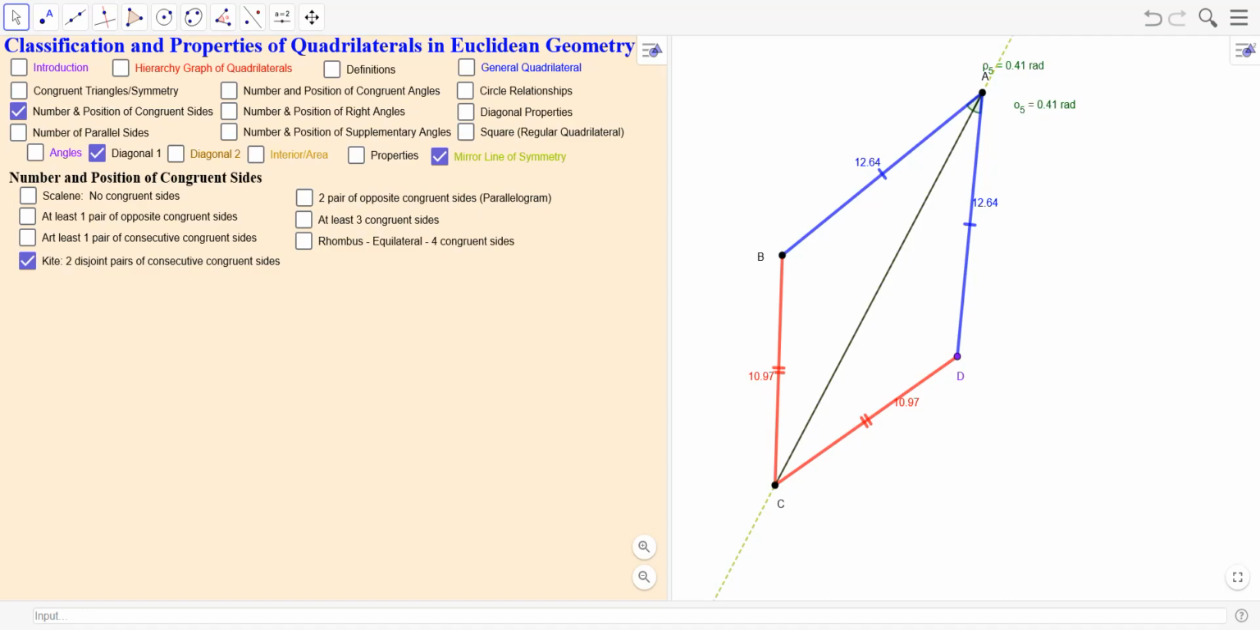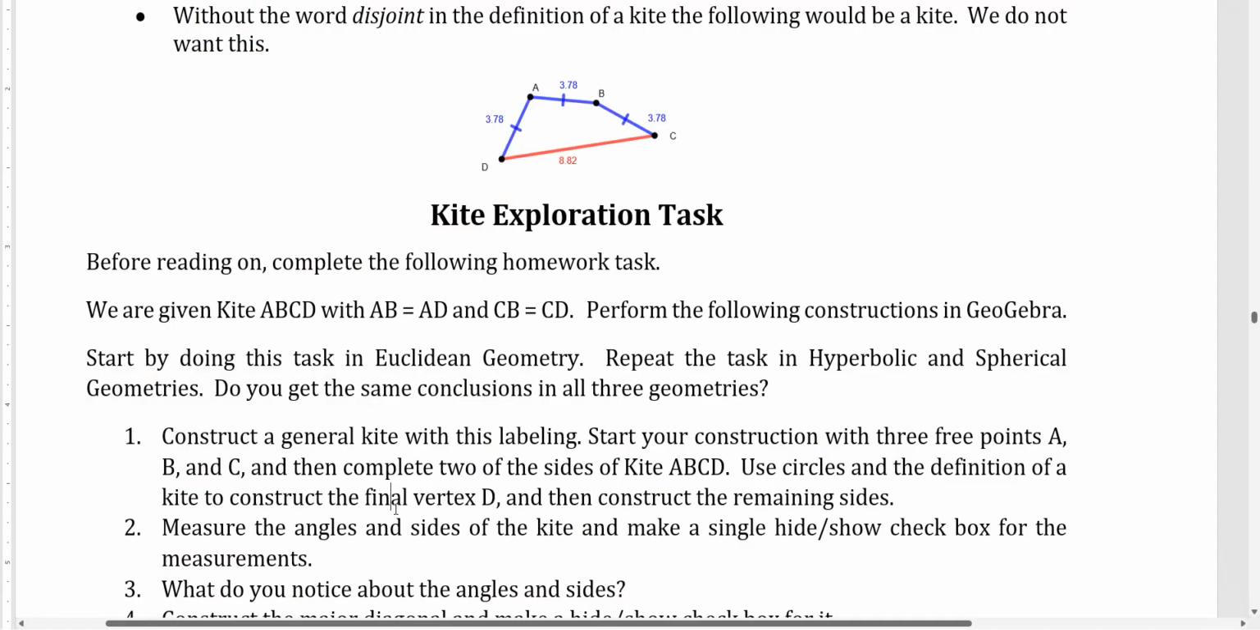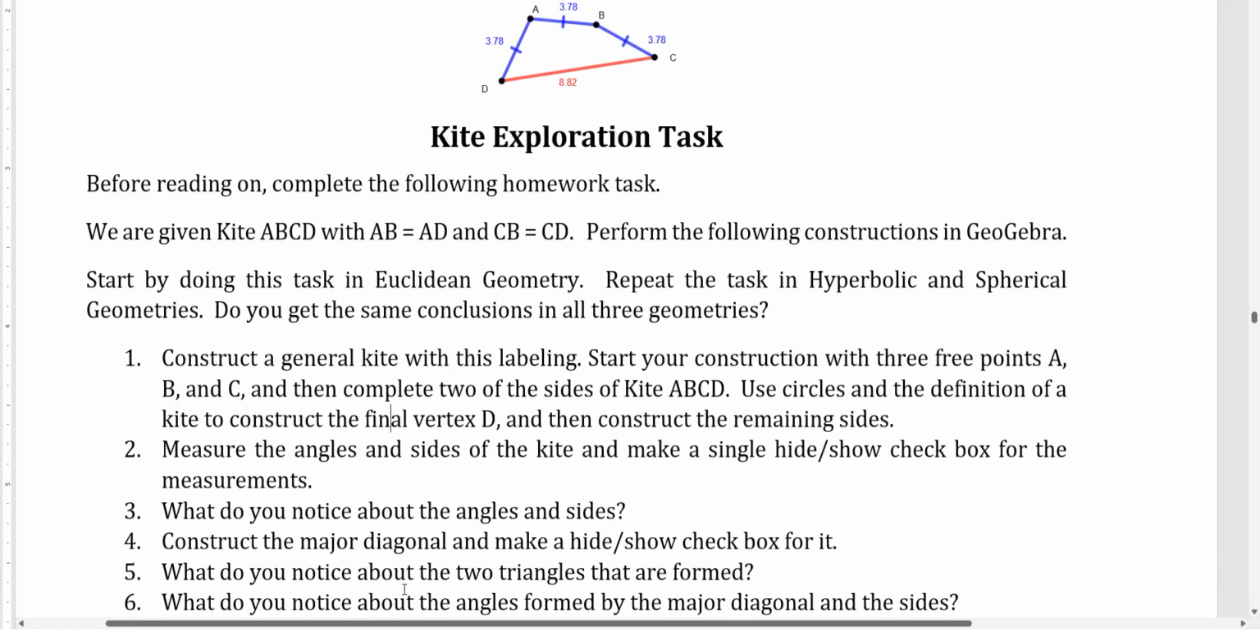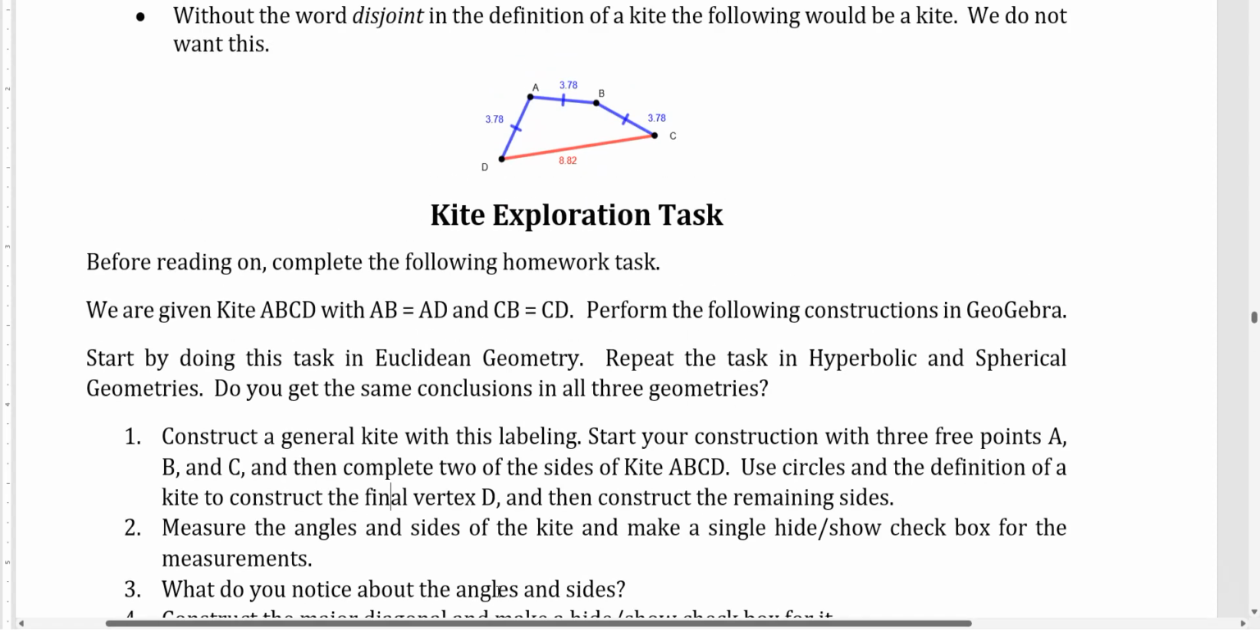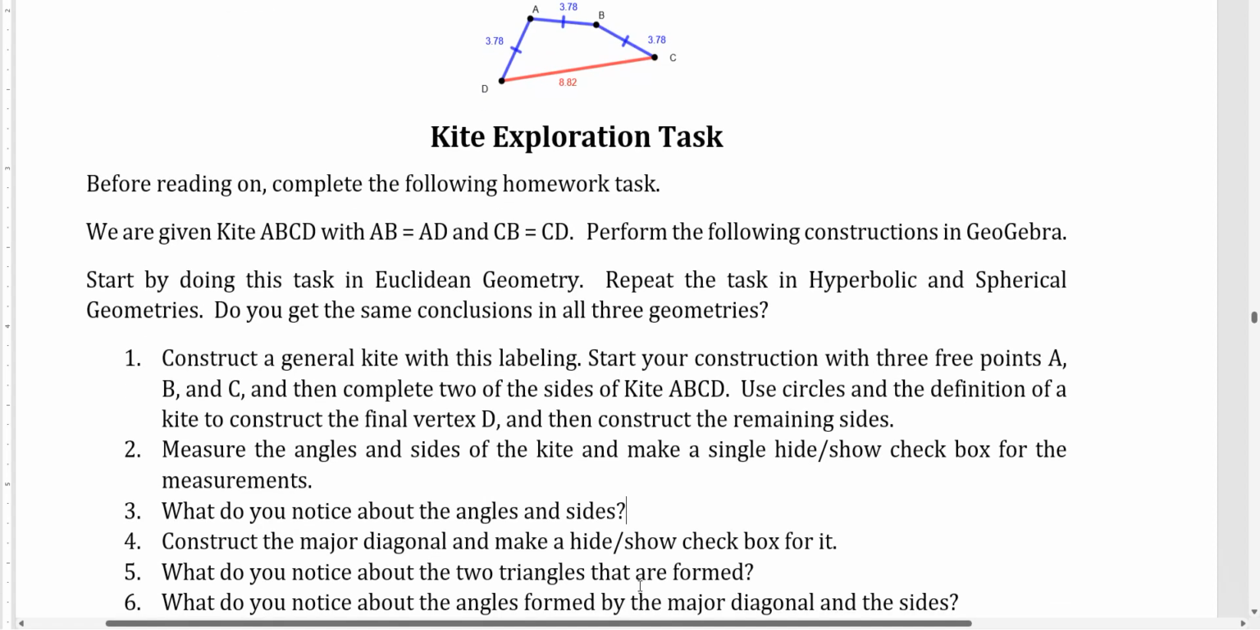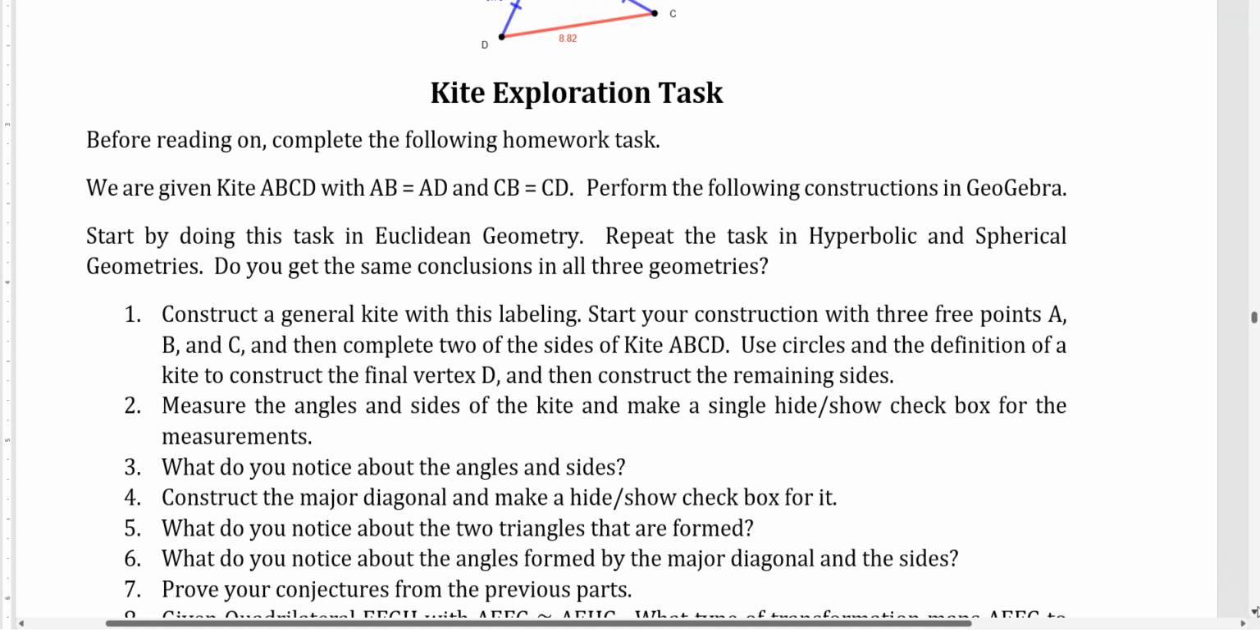All right, let's go back to our tasks now. So we did that. We noticed the angles and sides. We noticed we had certainly congruent sides because of the definition. We compared congruent angles and made the major diagonal hide show. What do you notice about the two triangles? We noticed that they were congruent. And we noticed about the angles formed by the major diagonal, that the major diagonal bisected the angles. And we were able to prove that by using the side-side-side triangle congruence theorem.